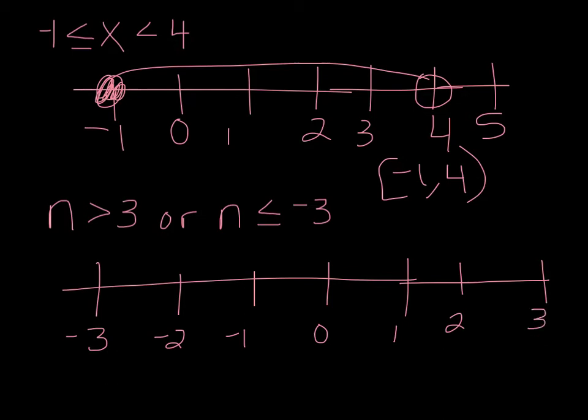All right, and it says n is greater than 3, so open circle with an arrow to the right, or n is less than or equal to negative 3, so closed circle and less than would be to the left. All right.